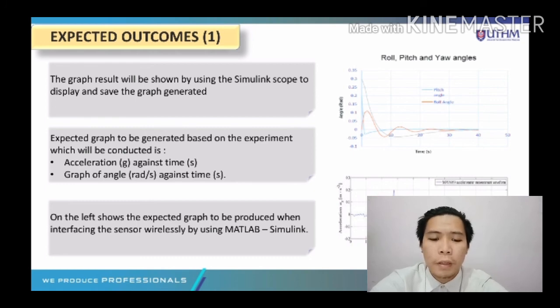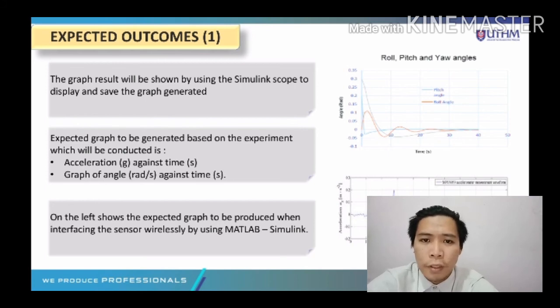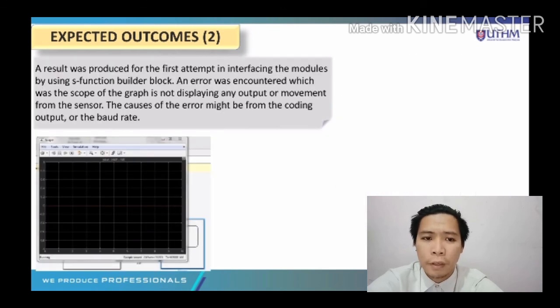So a result was produced for the first attempt in interfacing the modules by using the S-function builder block. However, an error was encountered, which was that the scope of the graph is not displaying any output or movement from the sensor, and the cause of this error might be from the coding output or the baud rate.